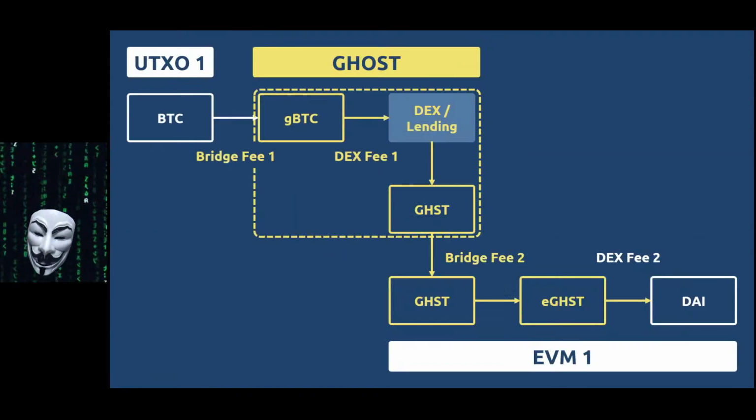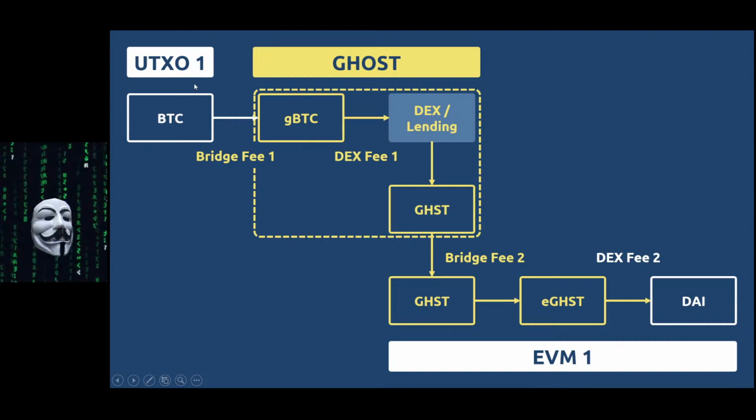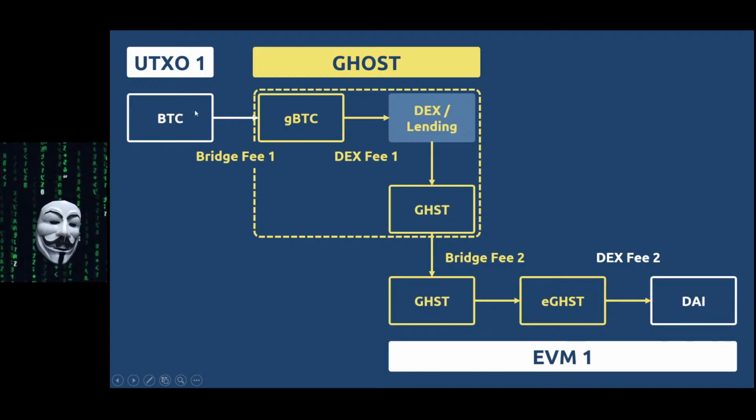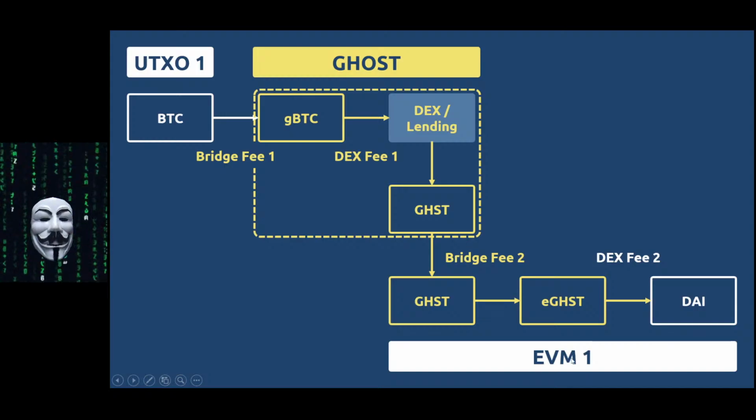Now the question is, how would the Bitcoin bridge work? So the Bitcoin bridge would work like this. We have a UTXO chain, the Bitcoin blockchain. You have BTC, but they don't have smart contracts, so there's no such thing as a Gatekeeper. What's going to happen is that Bitcoin would be wrapped into GBTC by the help of validators. And then there's going to be an internal Ghost DEX or lending-borrowing protocol like Aave. So that GBTC will then be converted to the Ghost coin inside of the Ghost chain, and then you can bridge it out similarly to how I just showed it for the EVM. Right? So that's how this works.